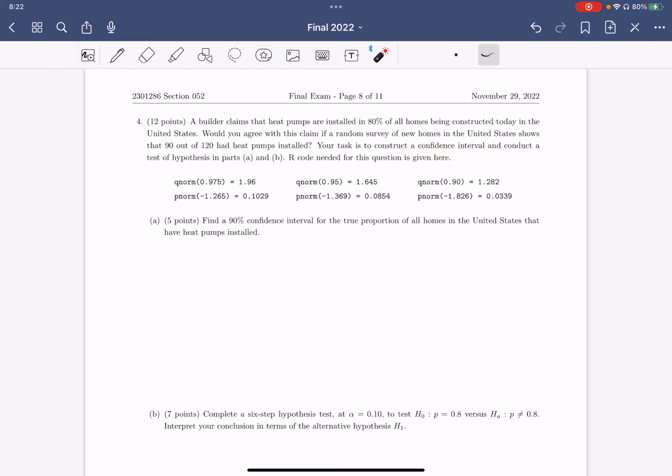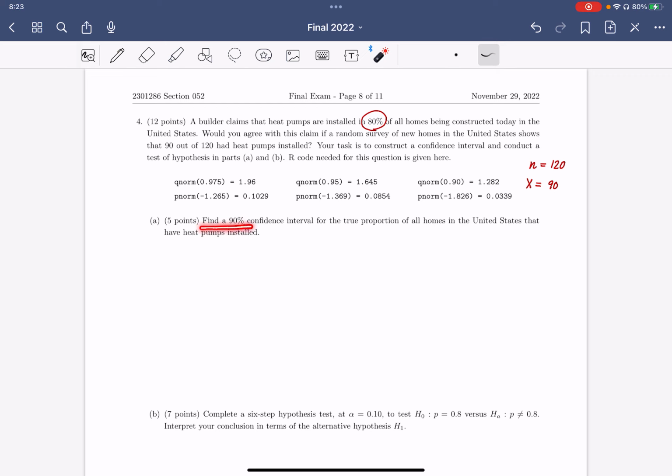The claim is that heat pumps are installed in 80% of all homes. But you draw a sample of 120, and you see that 90 out of 120 had heat pumps installed already. So question A. All right, let's summarize the question first. You have n equal to 120, and x equal to 90. And 80% is the value that you want to claim for the hypothesis test later. All right, so part A.